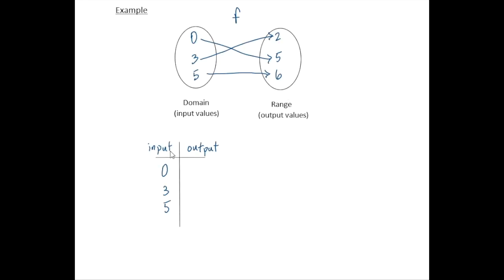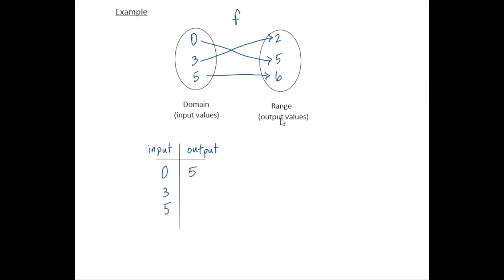Here, we put the input values in the first column and the corresponding output values in the second column. The input 0 is assigned to the output of 5. The input 3 is assigned to the output 2. And the input 5 is assigned to the output 6. So in this table, we have the same information that we have in this diagram.